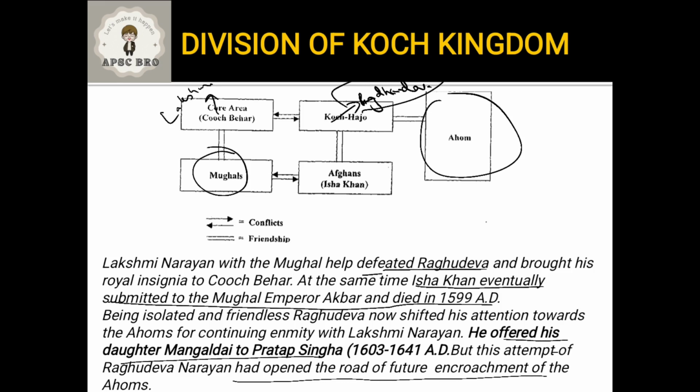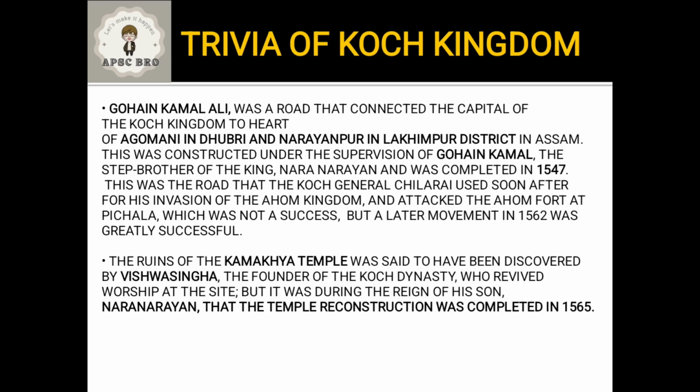Ultimately, the Kush Hazu area was subdued by the Ahom rule, and the Kush Bihar division of the Kush kingdom was ultimately subdued by the Mughals, and the Kush kingdom degenerated. Okay. Small trivia of the Kush kingdom. Guhai Kamal Ali was the road that connected the capital of the Kush kingdom from Dhubri up to Narayanpur in Lakhimpur district. It was constructed under the supervision of Guhai Kamal. Remember Guhai Kamal, who ultimately ruled Khaspur? He was the brother of King Naranarayan, and this road was completed in 1547.